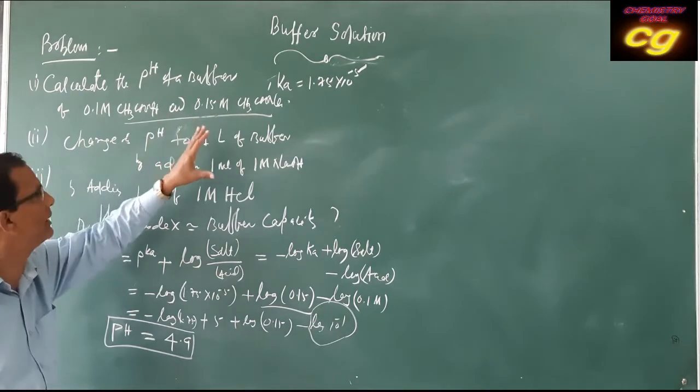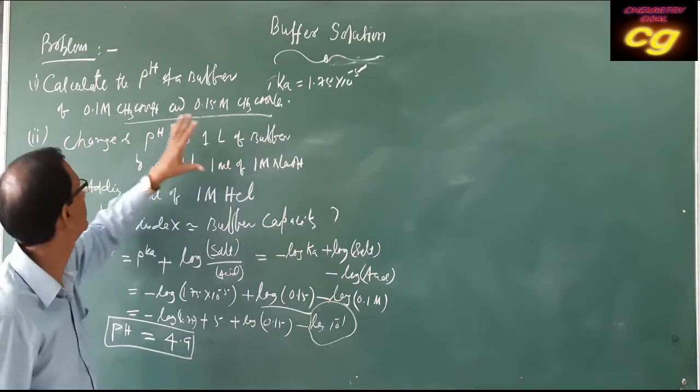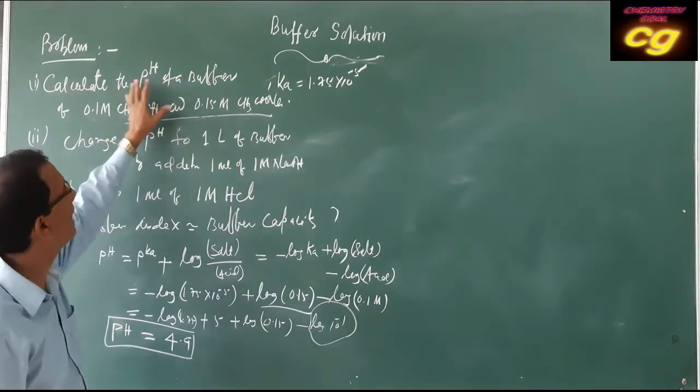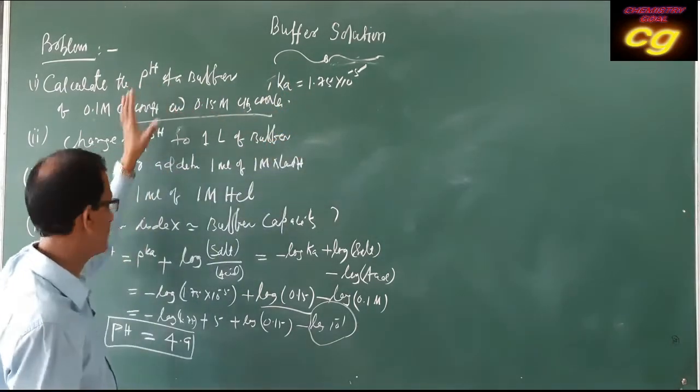Carefully listen to what I am telling. Here the concentration of salt is given, the concentration of acid is given, it is an acidic buffer, and the Ka value of the acidic buffer is given. Then what is the pH? This is the pH.